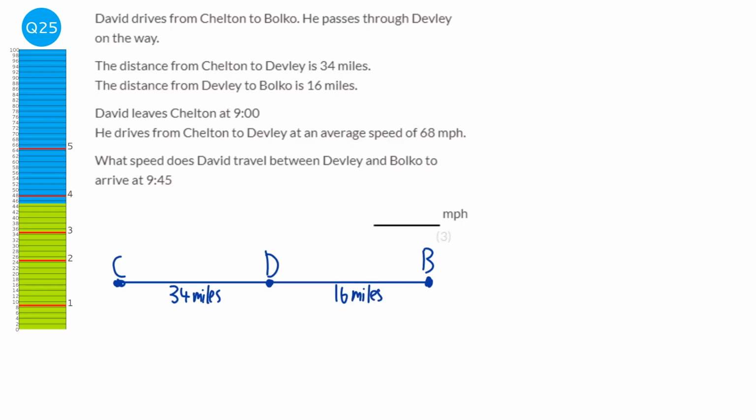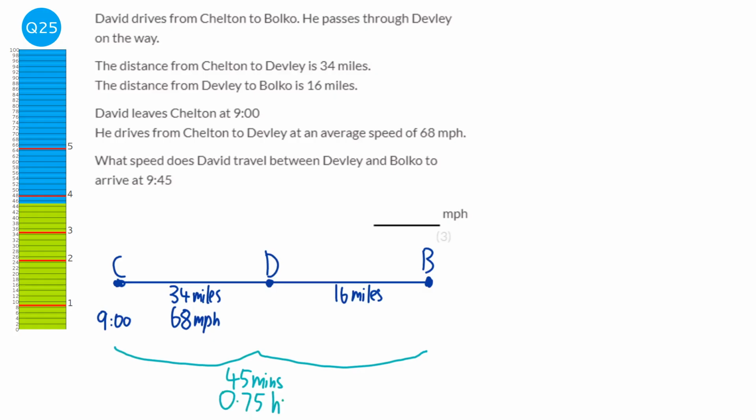David leaves Chelton at 9 o'clock. He drives from Chelton to Devley at an average speed of 68 miles per hour. And what speed does David travel between Devley and Bolko to arrive at 9:45? So the whole duration of this, the whole thing needs to be 45 minutes or 0.75 hours. And the entire distance is 34 plus 16, so that would be 50 miles.